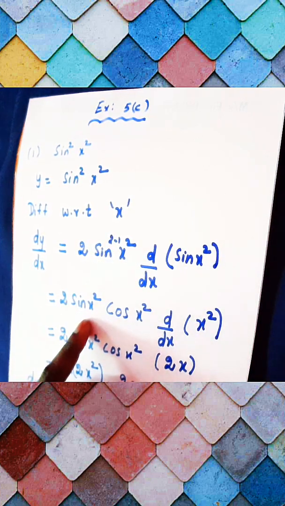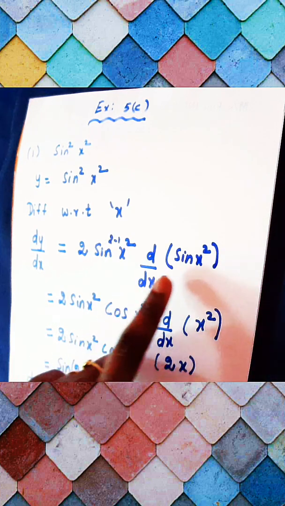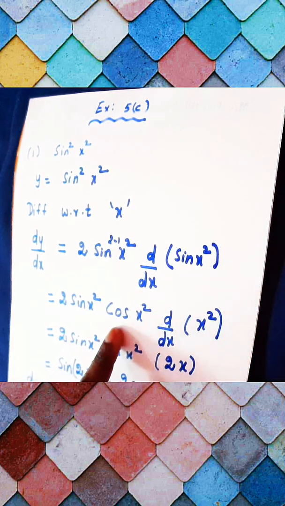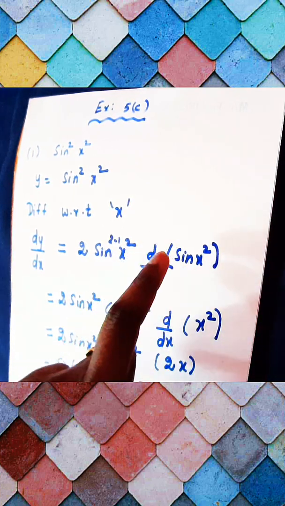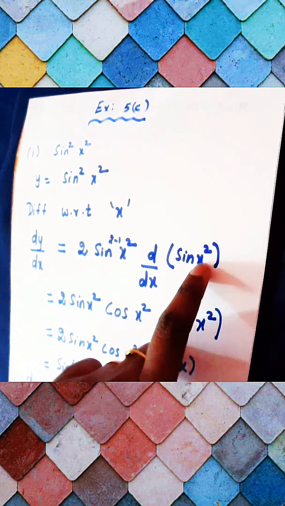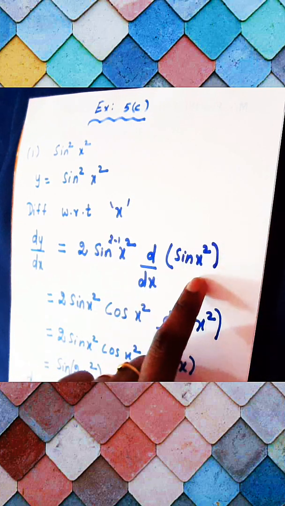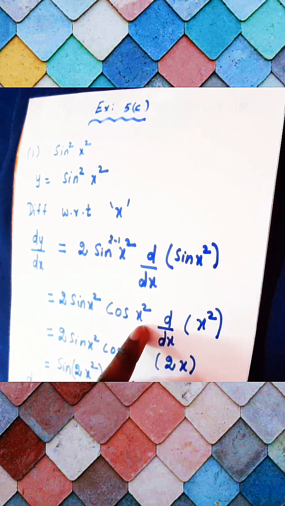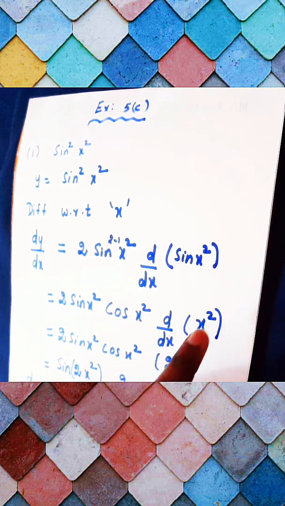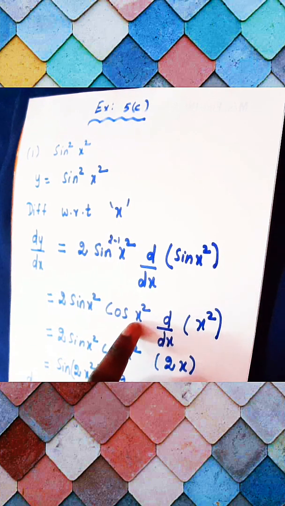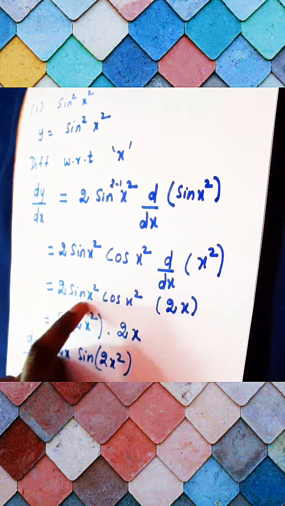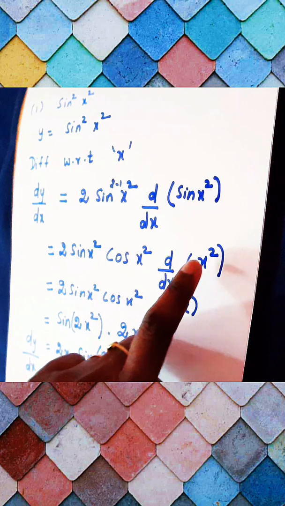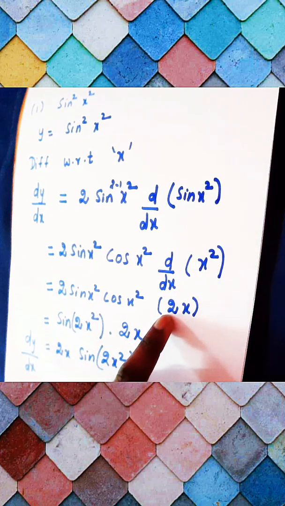So 2 sine x square, keep it as it is. Differentiation of sine x square will give you cos x square, because it is of the form sine x. Differentiation of sine x is cos x, but in place of x, what do you have? x square. Differentiation of sine x square is your cos x square. Again, we have to differentiate the angle x square, which is equal to 2 sine x square cos x square. Differentiation of x square will give you 2x.